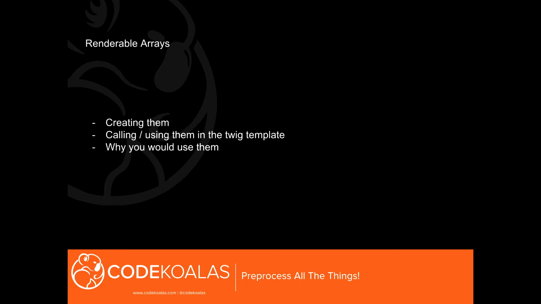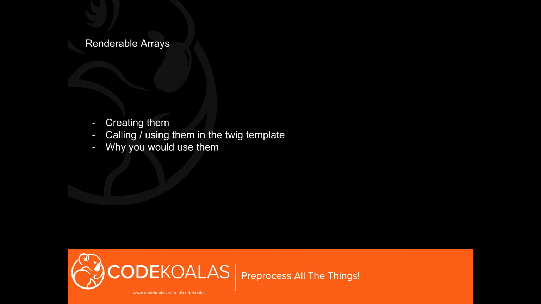They can just hook into it and change it. So essentially you're writing reusable code, which is what we're trying to do, just make the internet a better place. So here we're going to talk about creating them, calling and using them in a Twig template, and why you would use them. I just covered that.